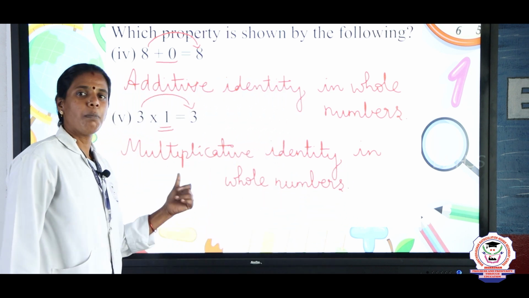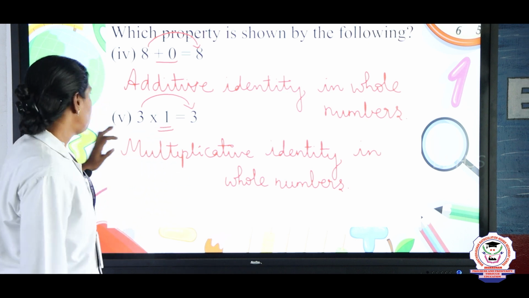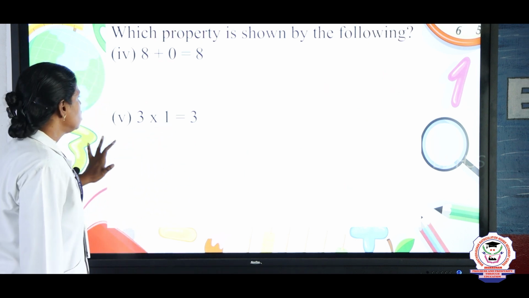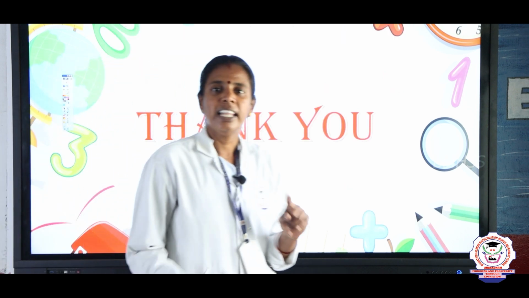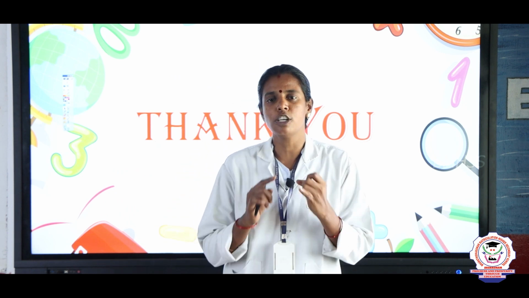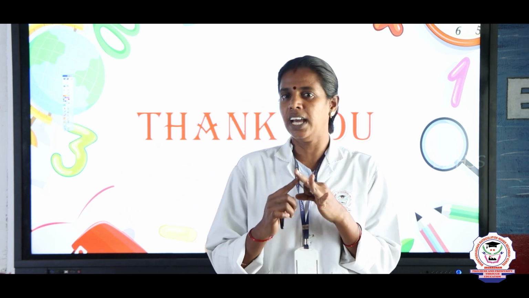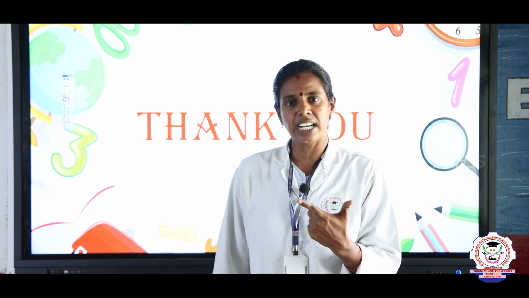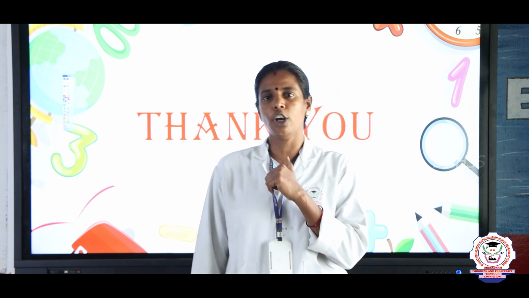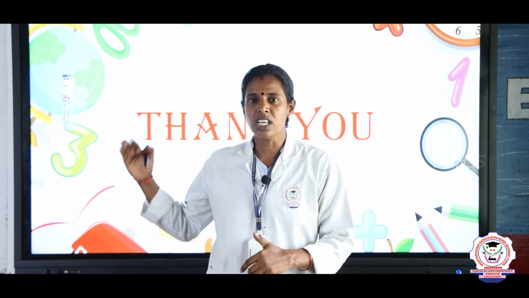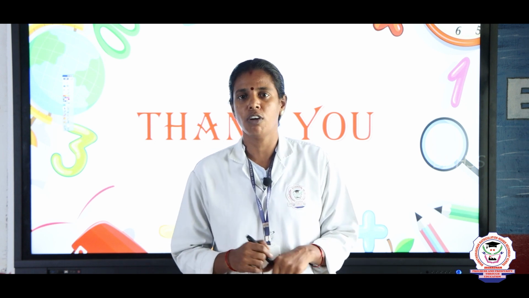So far we have seen the properties. You are clear about these properties, I think so. So in this session we have seen the closure property, commutative property and associative property, and you have also learned what is additive identity and multiplicative identity. So using this you can identify the properties also, right?